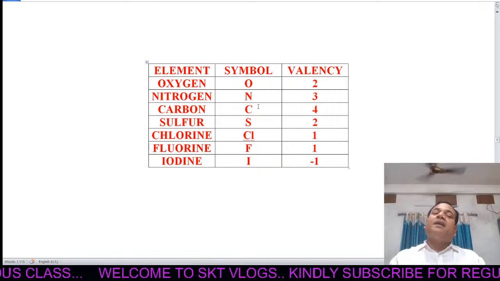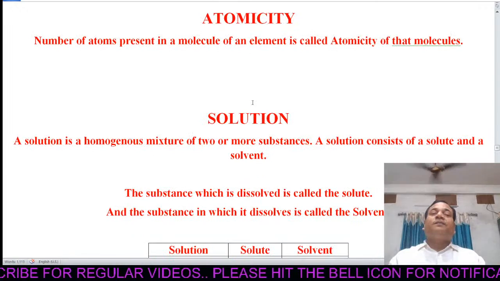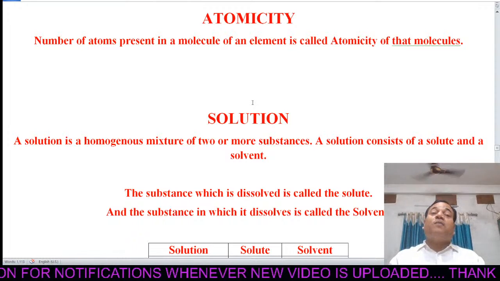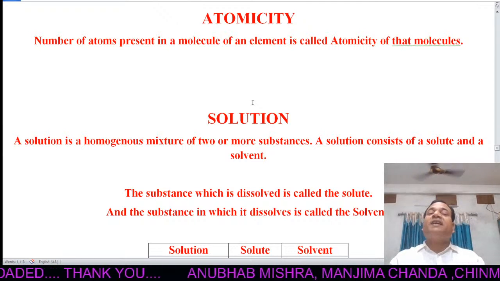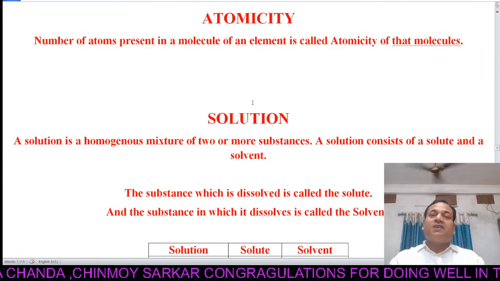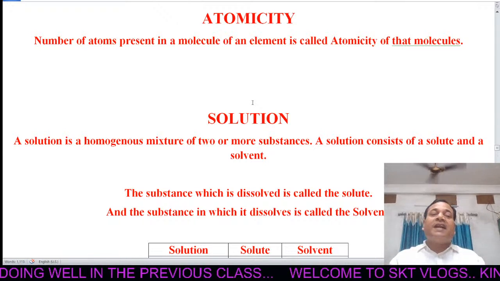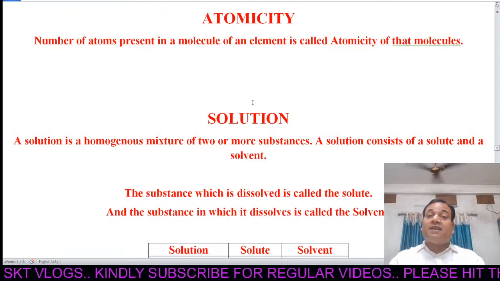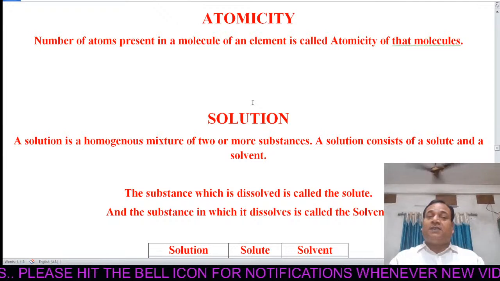Now see atomicity. Atomicity: the number of atoms present in a molecule of an element is called the atomicity of that molecule. 2 marks question: what do you mean by atomicity? Then your answer will be the number of atoms present in a molecule of an element. It's called the atomicity of that molecule.